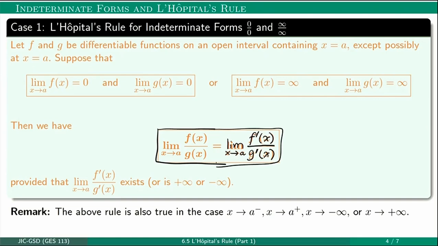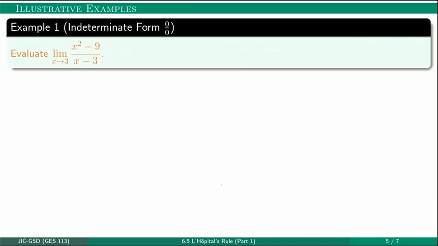Now this rule also applies in the case x approaches a from the left, x approaches a from the right, x approaches minus infinity, and x approaches positive infinity. The only thing that is required here is for the right hand side limit to exist. And what does it mean? That means that limit must be a real number. Now if it is not a real number, it must be positive infinity or negative infinity. So let's take the first example.